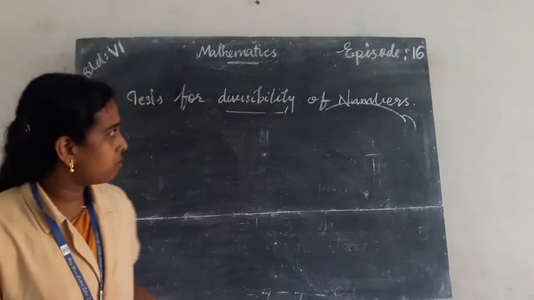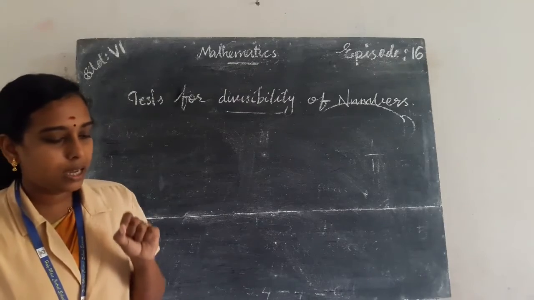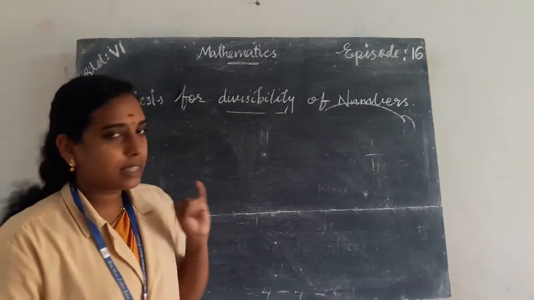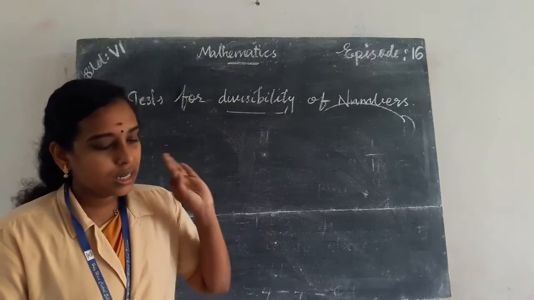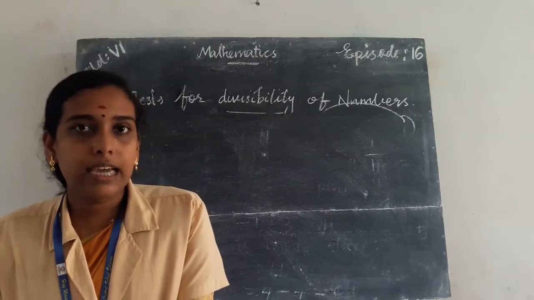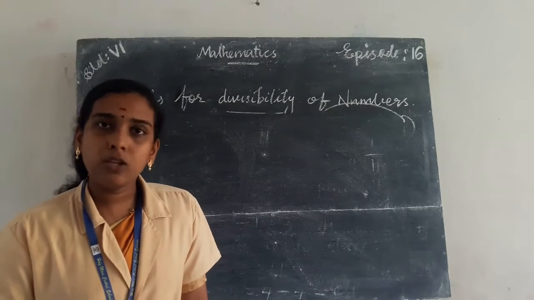And the next one is divisibility by 2. A number is divisible by 2 if it has any of the digits 0, 2, 4, 6 or 8 in its ones place. Then we can say that number is divisible by 2.